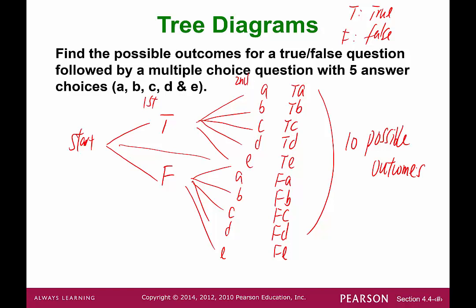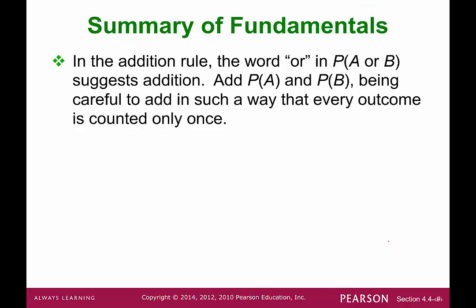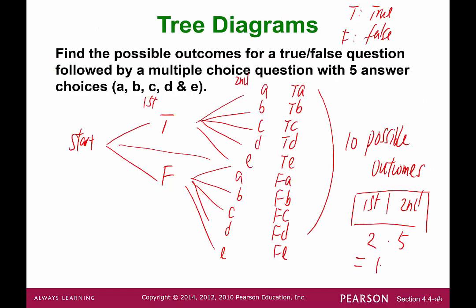Another way of looking at this is that for the first question you get 2 choices, and for the second one you get 5 choices. They are independent, so using the multiplication rule, we get 10 possible outcomes. And if you want to get both questions answered correctly, the probability of both answers correct, you have one possible correct combination out of 10, so it's 1/10.